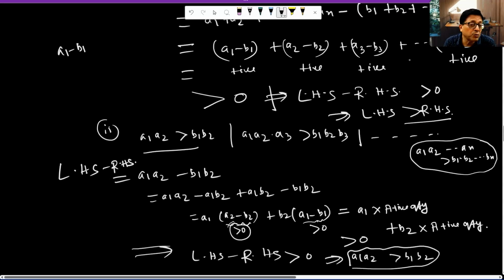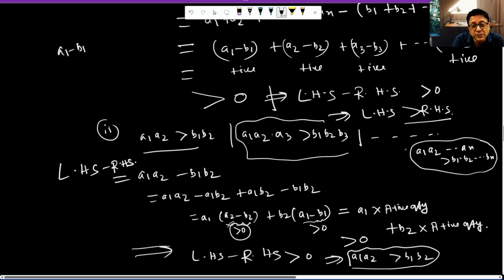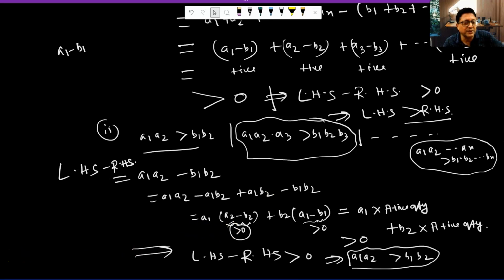I have done it for 2. You do it for 3 at home. I am not going to do it now because so many exciting sums are waiting for us. You try it for 3 and then draw the conclusion. At least one you will do. This part proof you will do. Definitely you will do. If you cannot solve, write in the comment box, it's not coming. Okay? Definitely I will solve that.